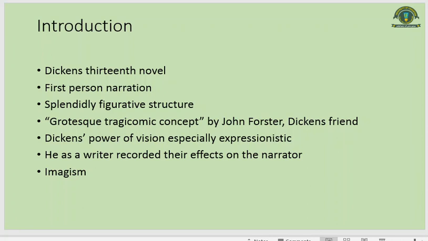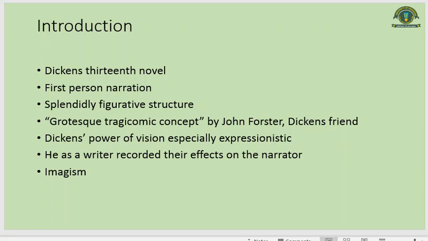We will learn how expressionistic power has been shown by Charles Dickens through his mouthpiece Pip, the character who is the mouthpiece of this novel. It is a first-person narration where Pip, the protagonist of the novel, narrates the whole story. But he, as a writer, recorded their effects on the narrator. So expressions and their effects on the narrator have been recorded in this novel.